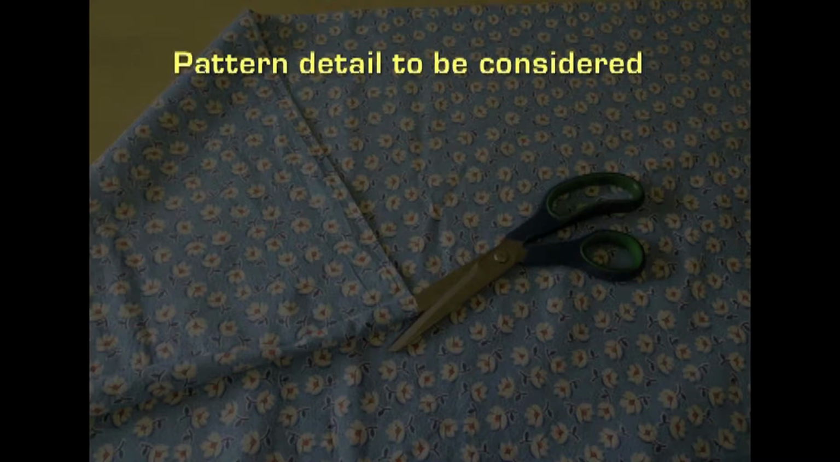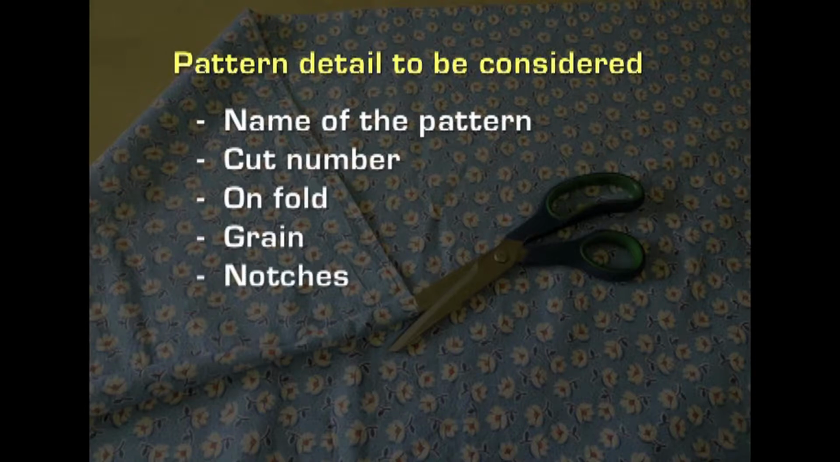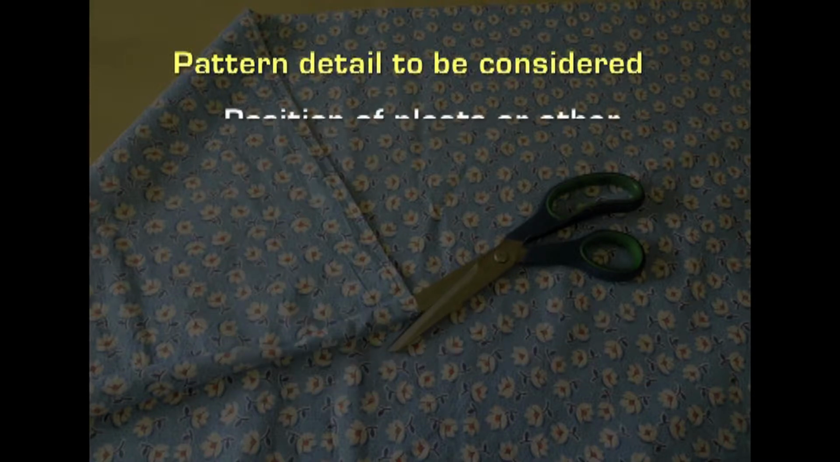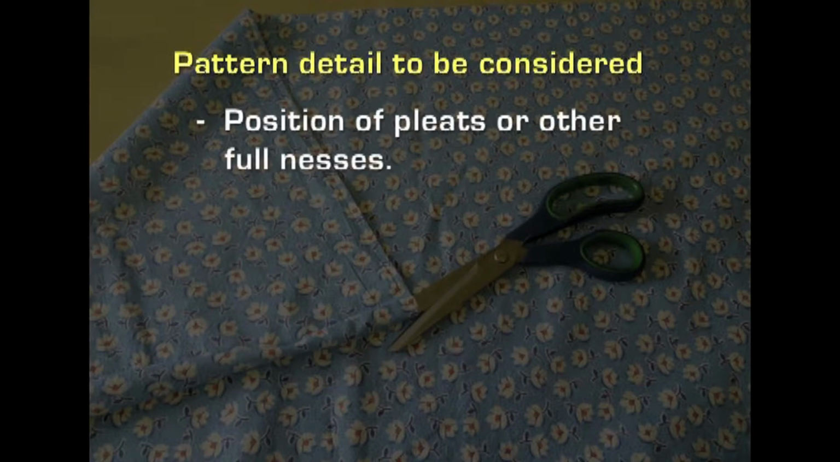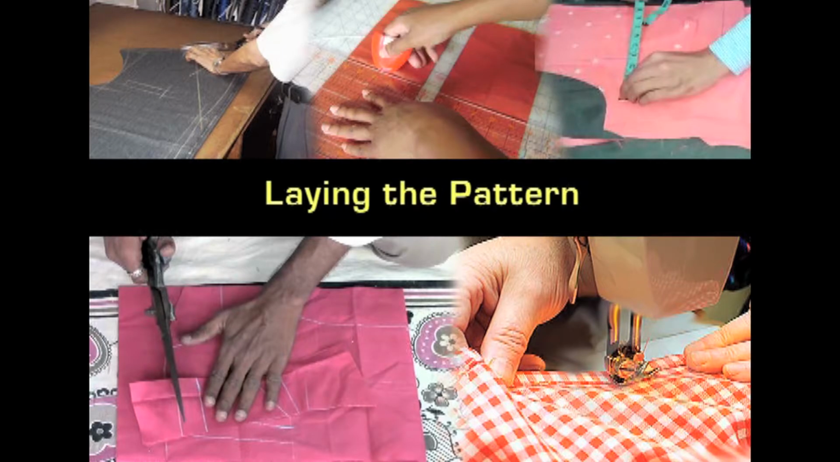Coming to the pattern details that have to be considered. The pattern details that need to be considered are name of the pattern, cut number, on fold, grain, notches, placement of pocket, button, buttonholes and other accessories, position of pleat or other fullness, sewing lines, hem folds and position to be gathered. Let us see about laying the patterns on the fabric.